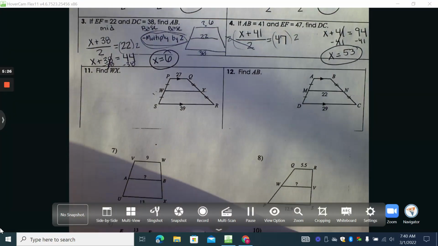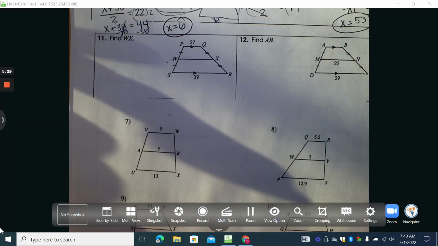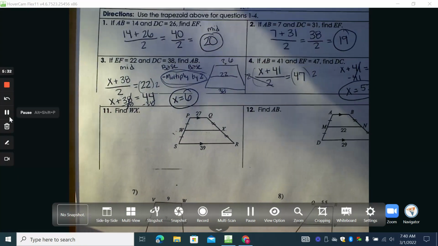Your next few slides are going to be quizzes over 11 and 12 and some drag and drop over the section at the bottom, all doing the same process.